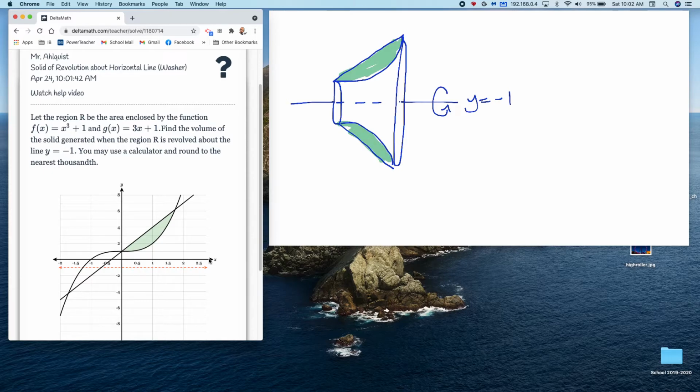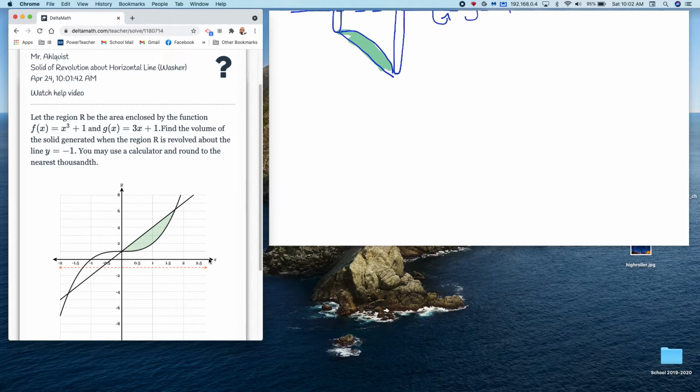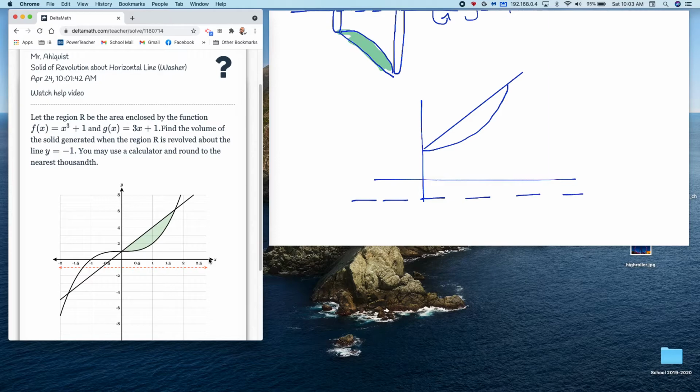So when we're going through and calculating this, we're going to have to come up with these radii. You got this line that goes like this, and you got a curve that goes like this. That's above the x-axis, but then we're revolving it around this line down here, y equals -1. And again, to find the distance between two curves, you just do the top curve minus the bottom curve.